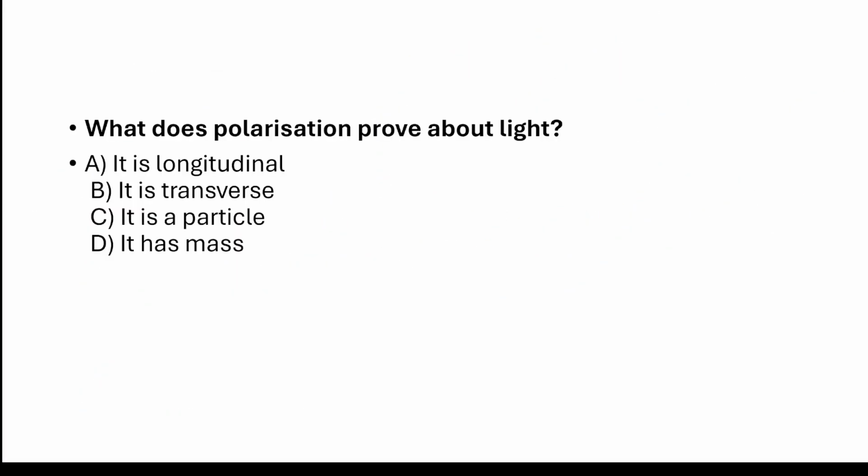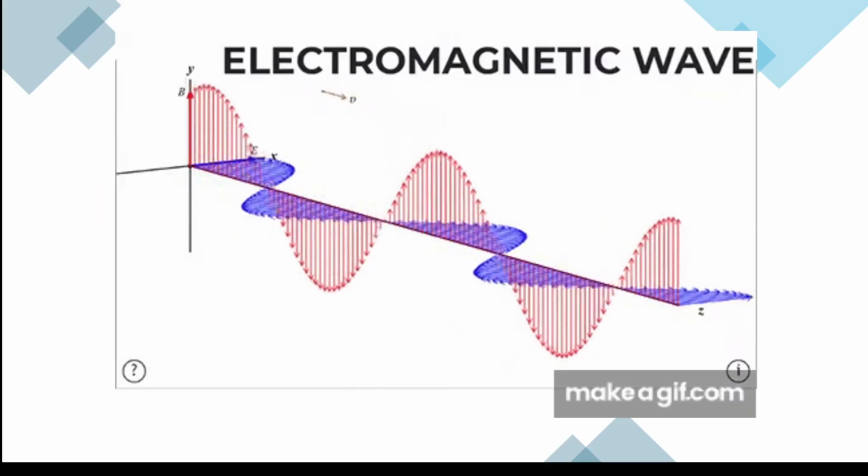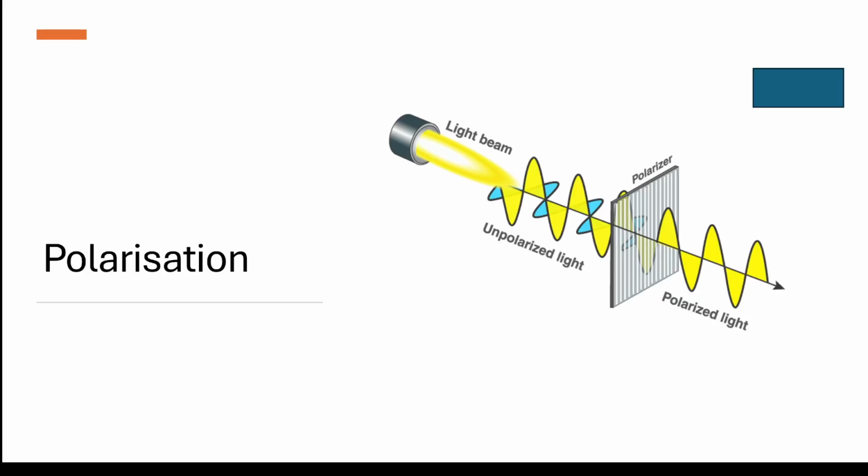So that's polarization. Polarization can be done only to EM waves, only to transverse waves. When polarization happens, as you can see on this diagram, it cuts, and the vibrations are now restricted only to the vertical direction.